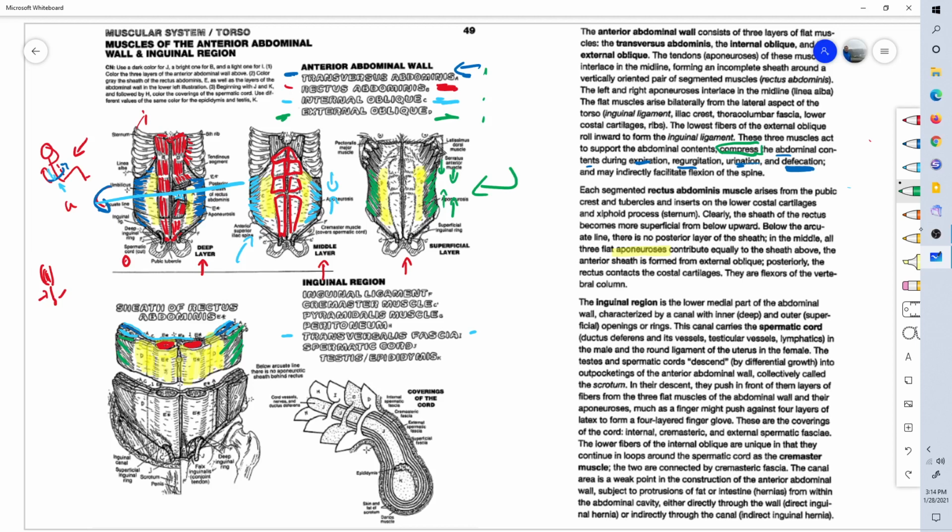The place where the abs meet in the middle, or where the sheath of the rectus abdominis meets in the middle, where the sheath from the right side meets the sheath from the left side. This area right here in orange is known as the linea alba. Of course, this is your umbilicus, your belly button here. And the linea alba is a piece of this tendon where the two sides of the sheath come together.